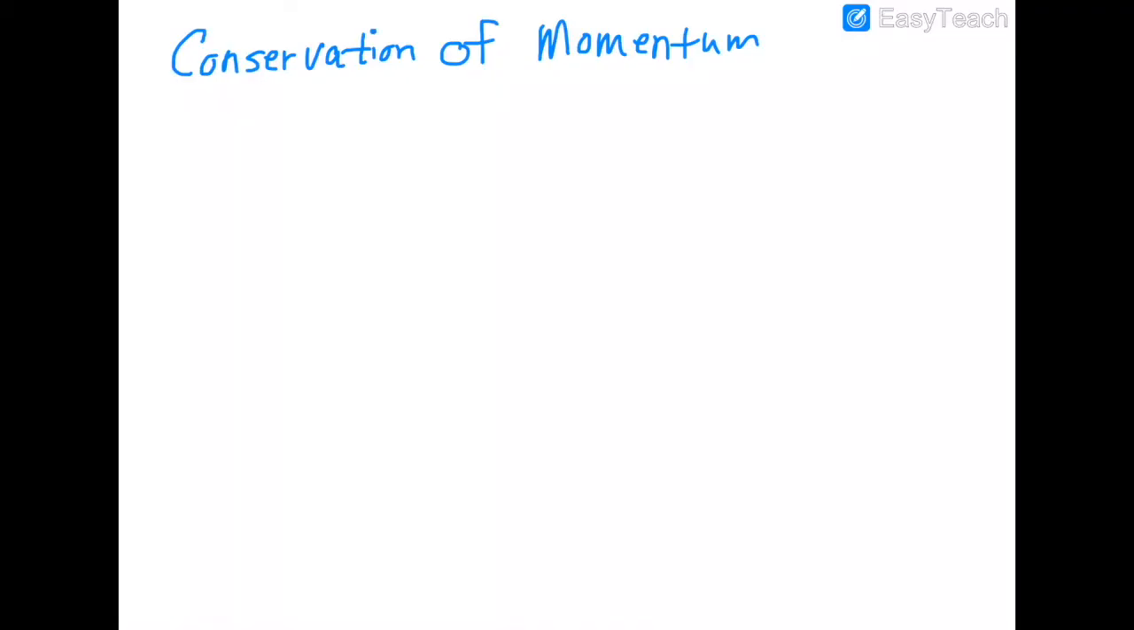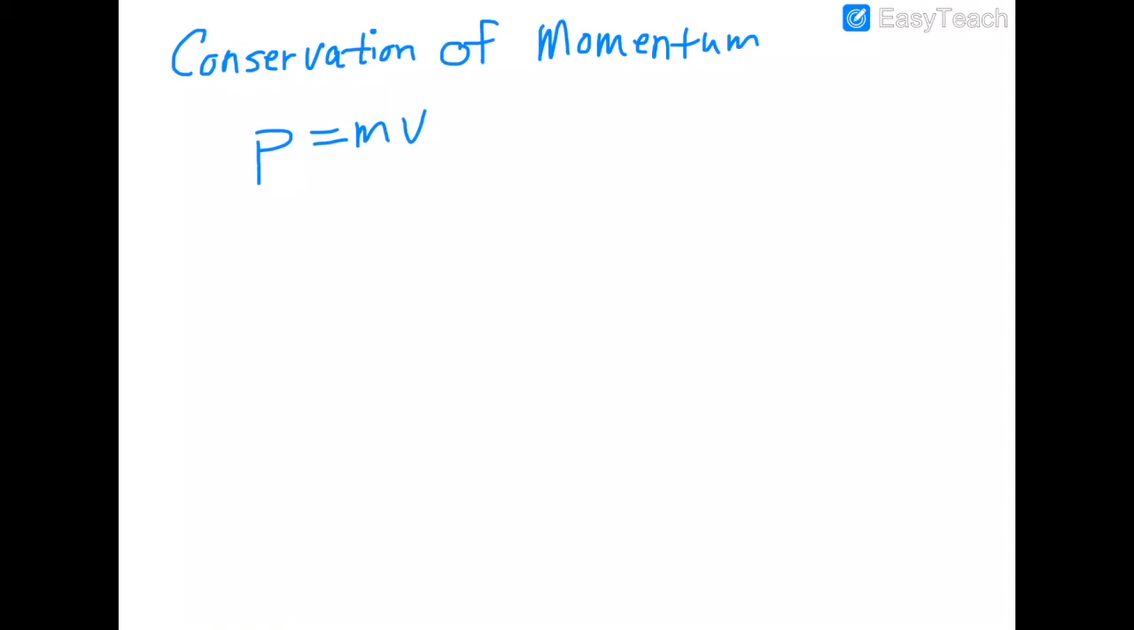All right, in our introductory lecture on momentum, it hopefully seemed fairly easy. There was basically one main equation for momentum that we needed to know, and that was momentum equals mass times velocity. What makes this unit maybe a little more challenging is when we start dealing with collisions.